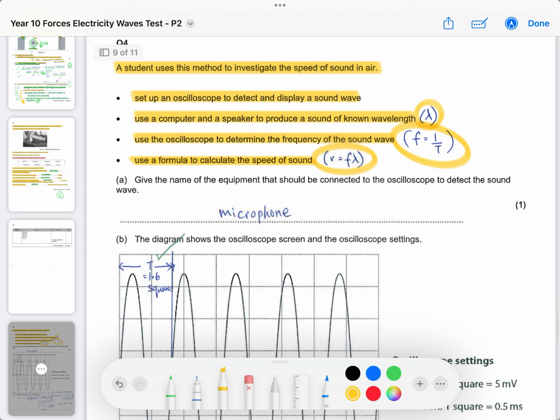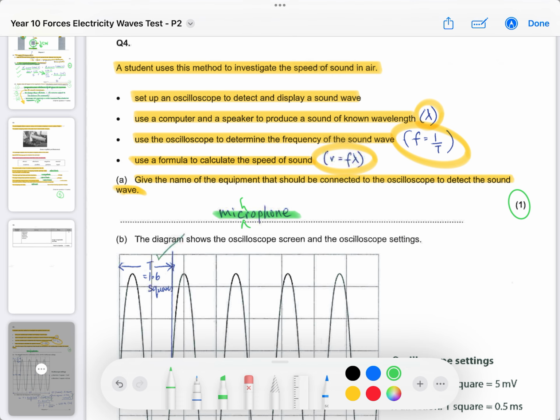But one piece of equipment that they haven't mentioned, they want you to give the name of, is the equipment that should be connected to the oscilloscope to detect the sound wave. And my students saw this, and the answer, of course, is a microphone. A microphone converts, and I spelt it wrong, I've missed out the H. Have I? Yes, I think so. I'm now doubting myself.